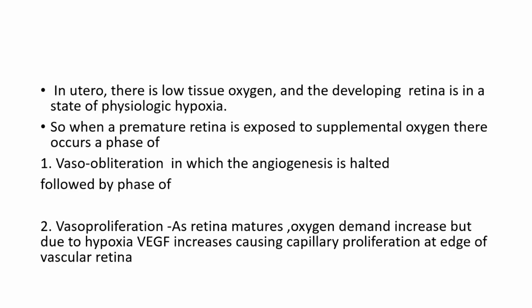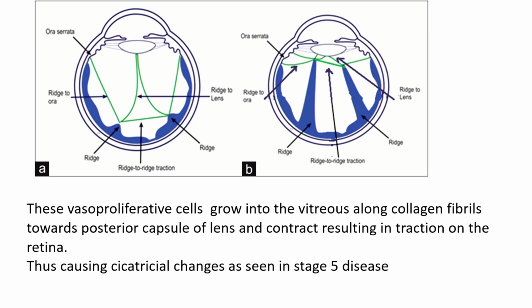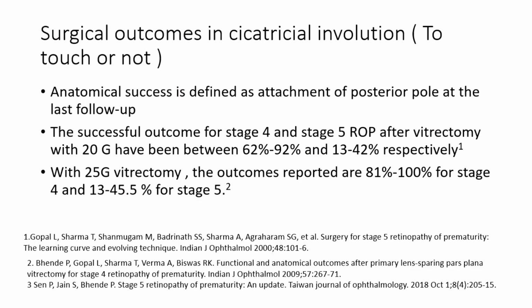So as the retina grows, the oxygen demand increases, but because of the vasoobliteration, the oxygen supply is not as much as required. Hence the VEGF load increases and proliferation of new vessels occurs. These vasoproliferative cells grow into the vitreous along the collagen fibrils towards the posterior capsule of the lens, and extend from ridge to ridge, or from the ridge to ora, and they contract, resulting in the cicatricial changes which we see in stage 5 of ROP.